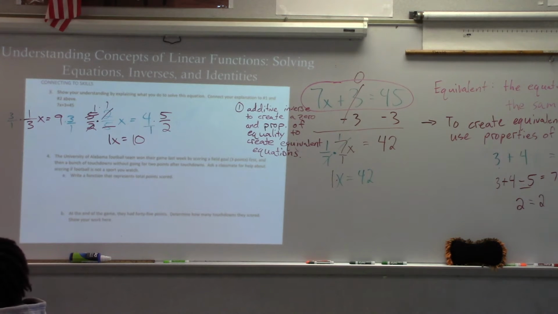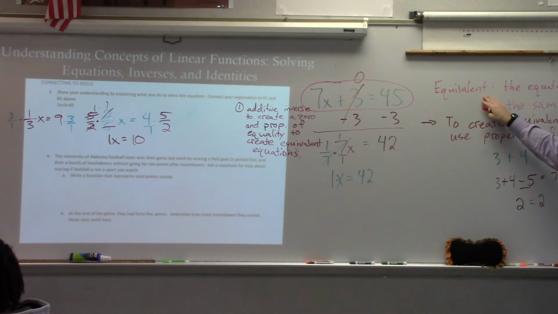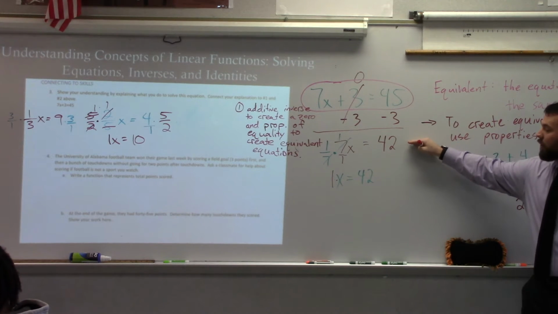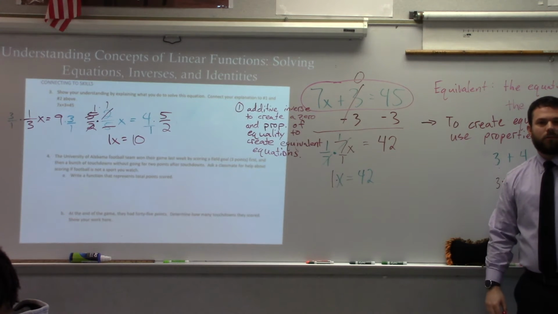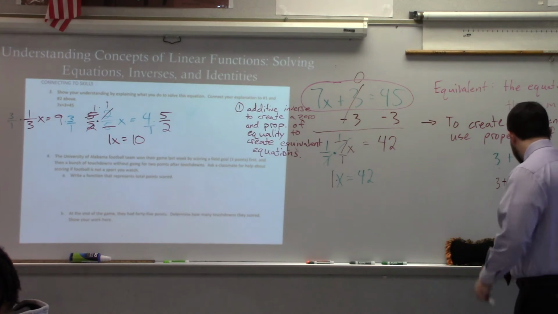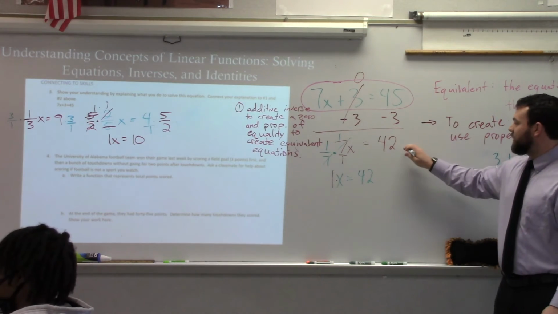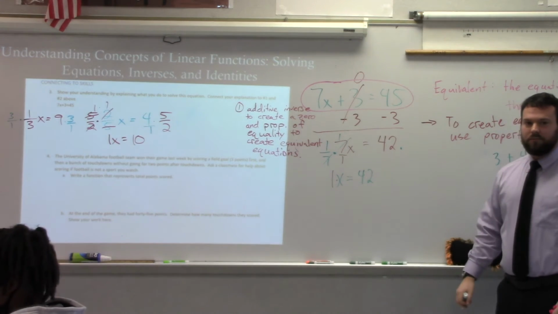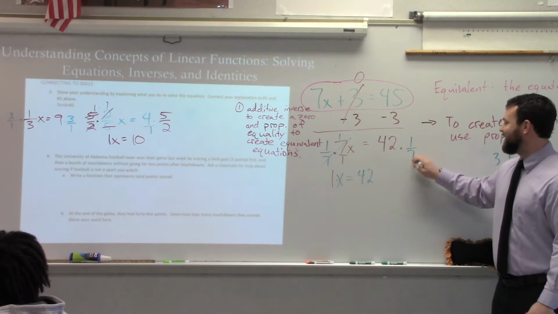Properties of equality. There we go, right? If I don't use the property of equality, what are these equations supposed to be? Equal. Not equal. The same. Equivalent. If I don't use a property of equality, are they equivalent? No. So I've got to use that property of equality. Do it on the other side. So I've got to do what to the other side? 1 divided by 7. Thank you. 1 divided by 7, right?